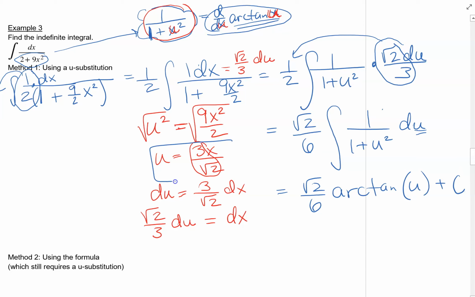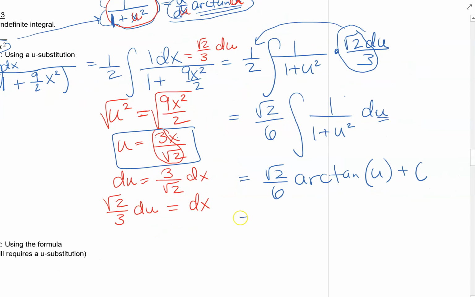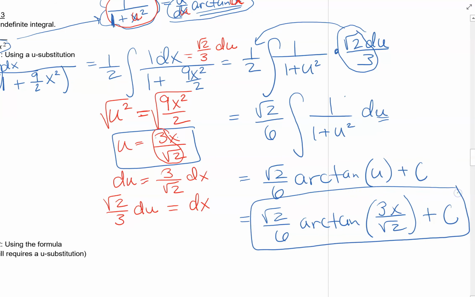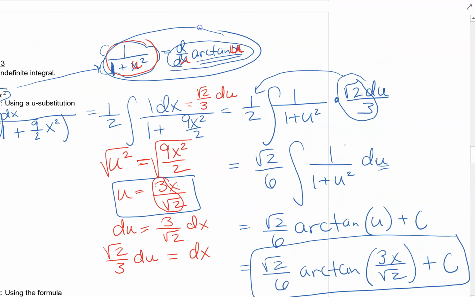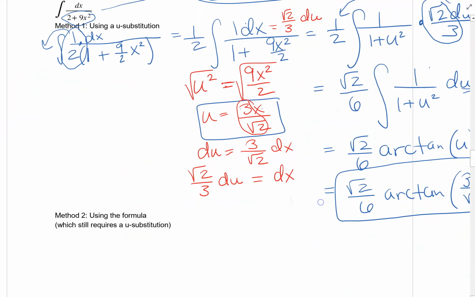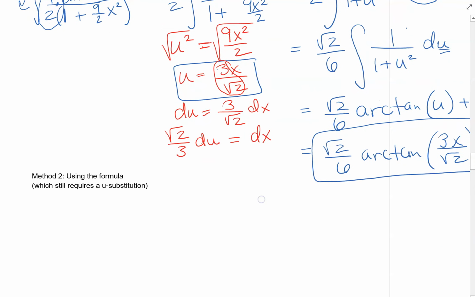But u, we had determined earlier, was 3x over the square root of 2. So then my final answer would be rad 2 over 6 times arctangent of 3x over rad 2 plus my constant. So there is my answer, just using a U substitution and remembering this derivative fact. We could find this using the formula though. It still requires a mini U substitution. So let me show you how that works.